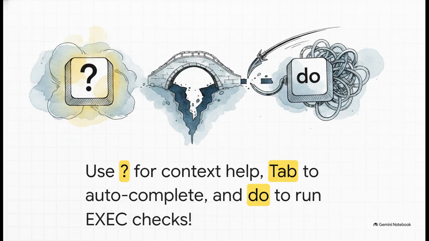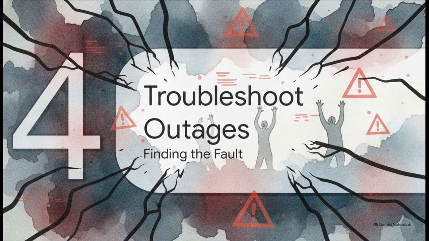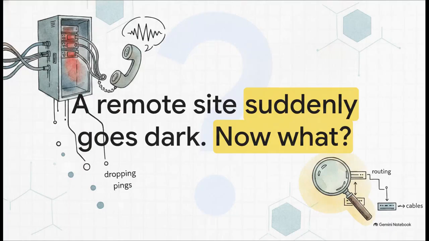It saves you the vital keystrokes of having to back all the way out to the privileged exec prompt just to check your work. Which brings us to Section 4, Troubleshooting Real-World Outages, Finding the Fault. All right, take a breath. We built the network, but networks break. It happens. Things have gone terribly wrong, users are screaming, and you, the engineer, must restore connectivity immediately.